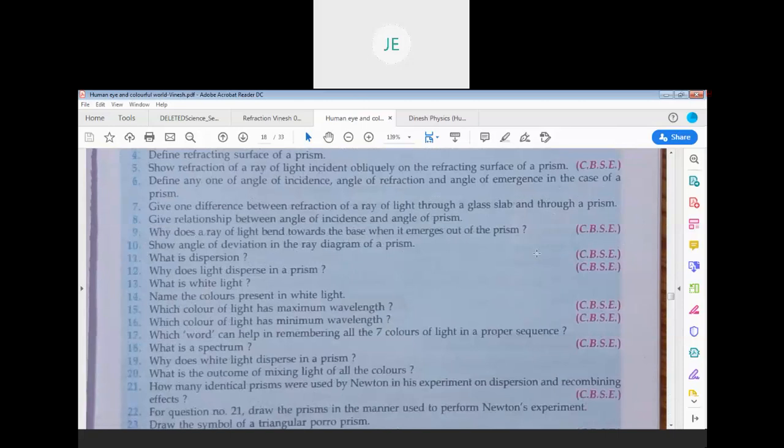Towards the base, because glass refractive index is more than the air refractive index. What is dispersion? Splitting of white light into seven colors, a spectrum. When the light travels from air to glass prism it is called dispersion.